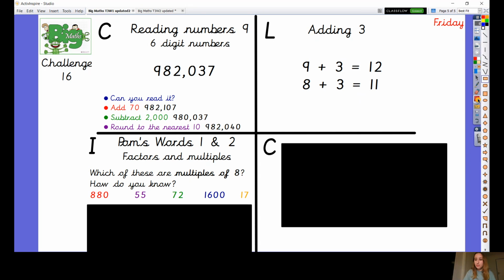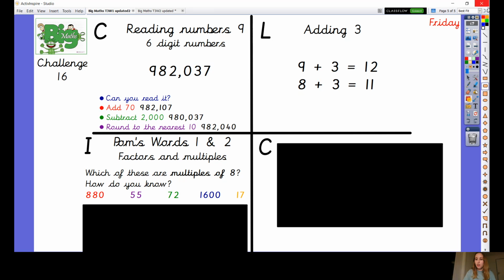Okay, let's go through those numbers. We're deciding whether they are multiples of 8. So my first one is 880. Well, I know 88 is a multiple of 8 because it's 11 times 8. And this number is 10 times bigger. So this must be 110 times 8. So it is a multiple of 8.